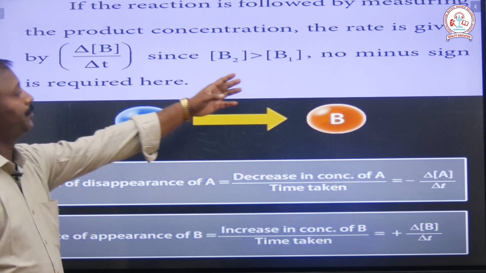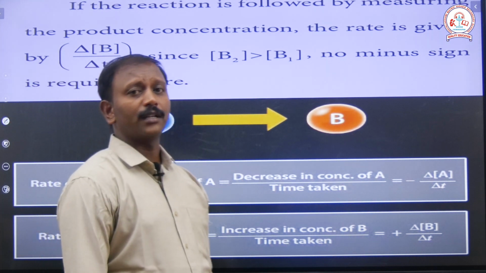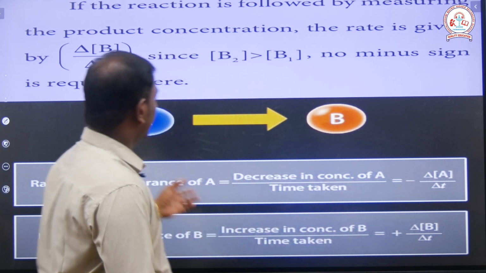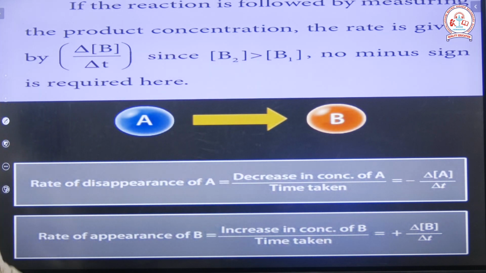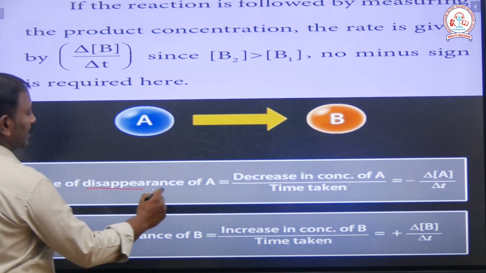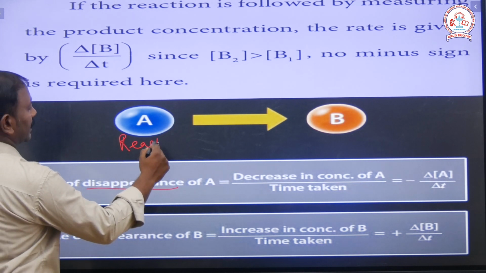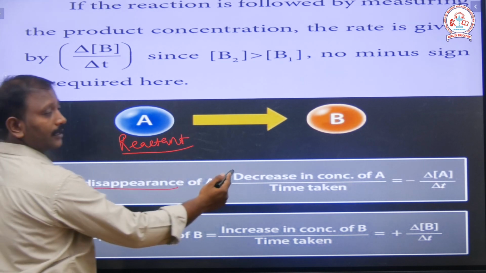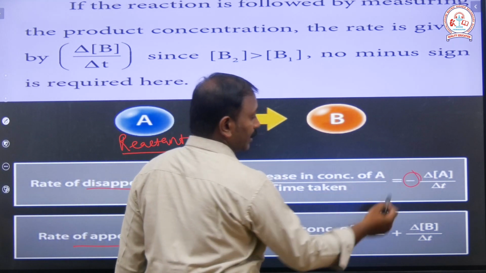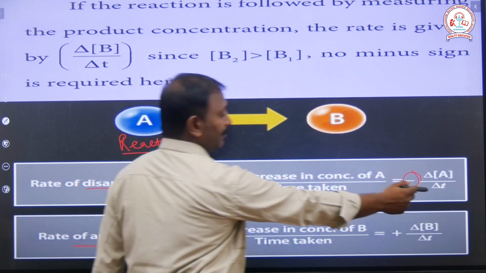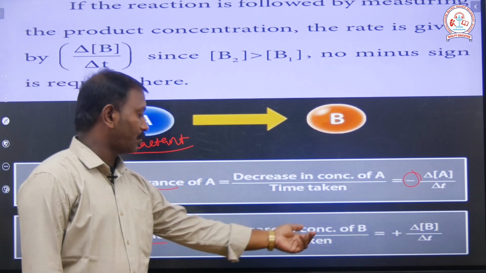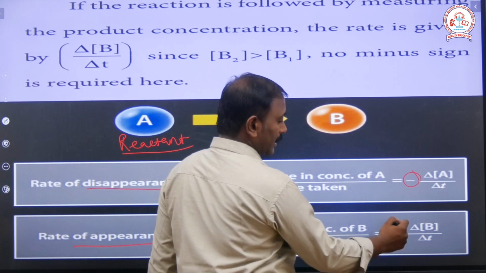If the reaction is followed by measuring the concentration of the product, the rate is given by delta B by delta T. For the simple chemical reaction A to B, there is the rate of disappearance of A and the rate of appearance of B. Disappearance means the reactant disappeared and the product appeared, so for disappearance we take a negative symbol: minus delta concentration of A divided by delta T. Appearance of B, the product, means an increase in the concentration of B with time taken, so that is plus delta B by delta T.